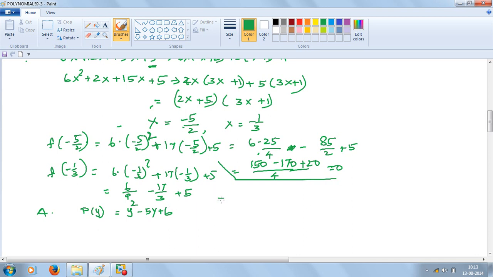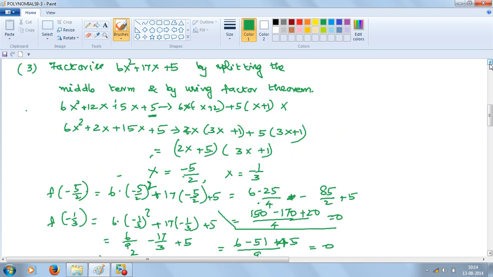So if we take a common denominator 9, first factor is 6, second factor is 3 times 3 times 17, it is 51, 5 is, this becomes 45. 9 5s are 45, this is equal to 0. So what we have found now? Now f of minus 5 by 2 is equal to 0. F of minus 1 by 3 is equal to 0.